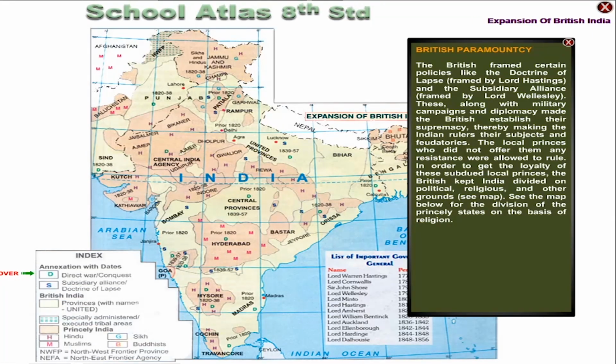The local princes who did not offer them any resistance were allowed to rule. In order to get the loyalty of these subdued local princes, the British kept India divided on political, religious and other grounds. See the map below for the division of the princely states on the basis of religion.